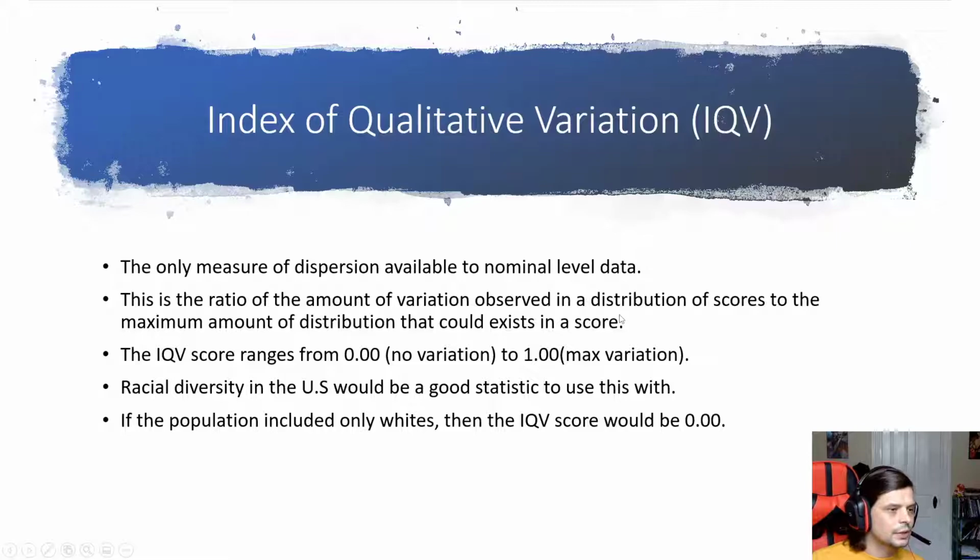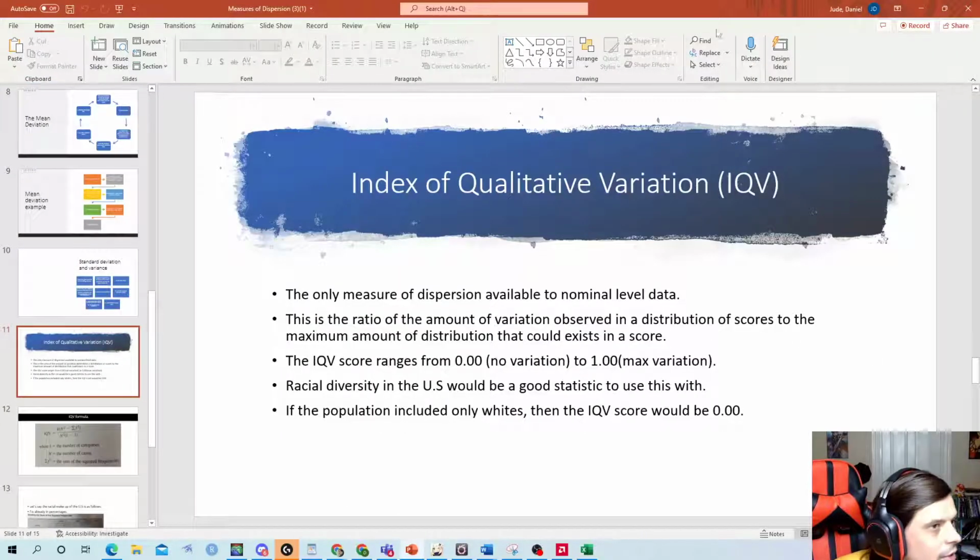IQV is a great way to calculate dispersion and variance at categorical levels. Recall that categorical variables are things like eye color, race, gender, and so on. You can't put rank values on these. So I will show you an IQV calculation real quick, and I have to find it again for those that watched me do the lecture on Tuesday.